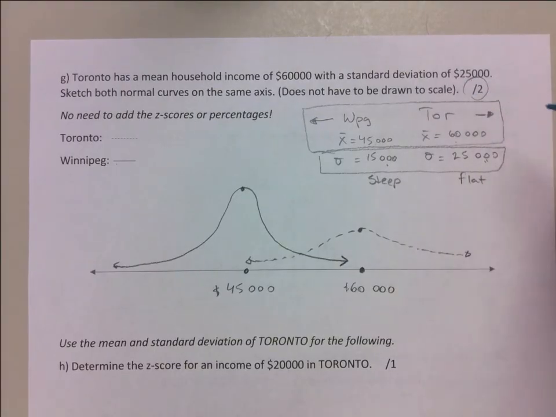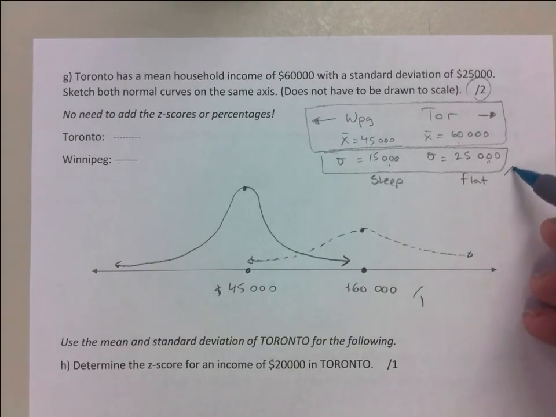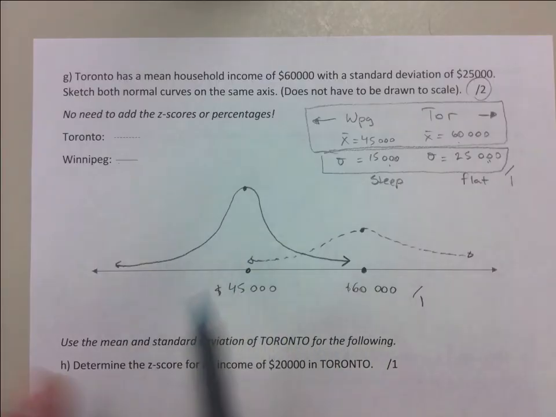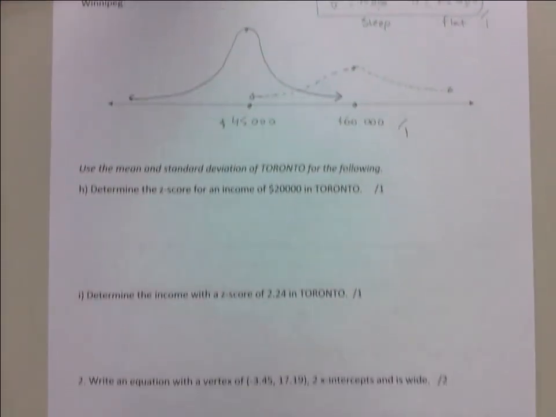How am I going to give this 2 marks? I'll give you 1 mark if I see that you have Toronto towards the right and Winnipeg towards the left. You get a mark for that. And then you're going to get a mark for making Winnipeg steeper than Toronto. That's basically what I'm looking for. So this is just a sketch, okay? This is just so you know that's what you would expect. Those are the differences you would see, okay? All right, keep going.